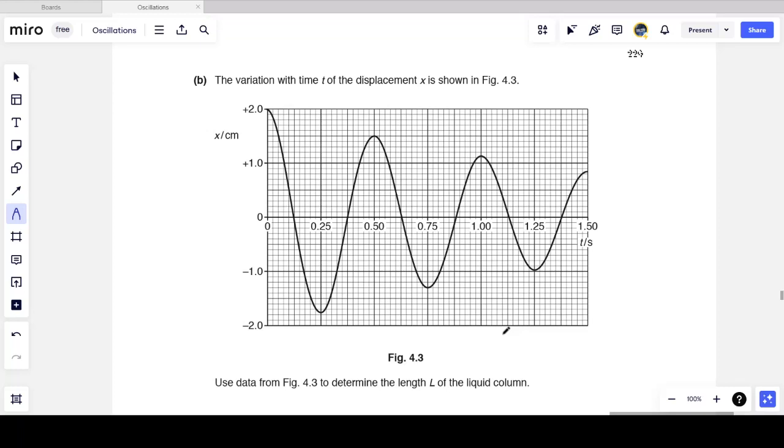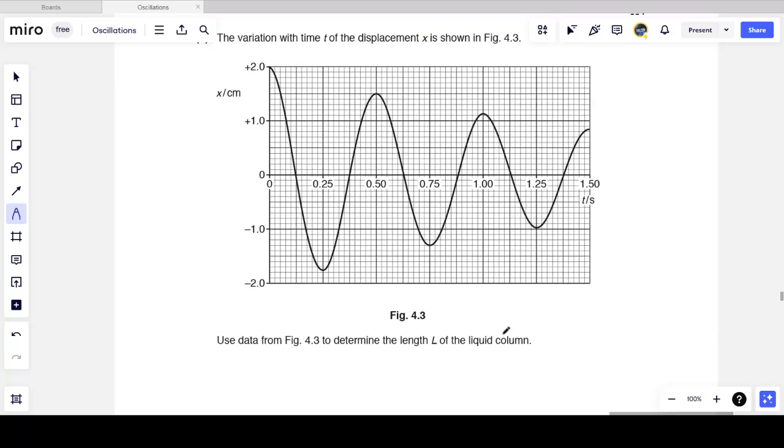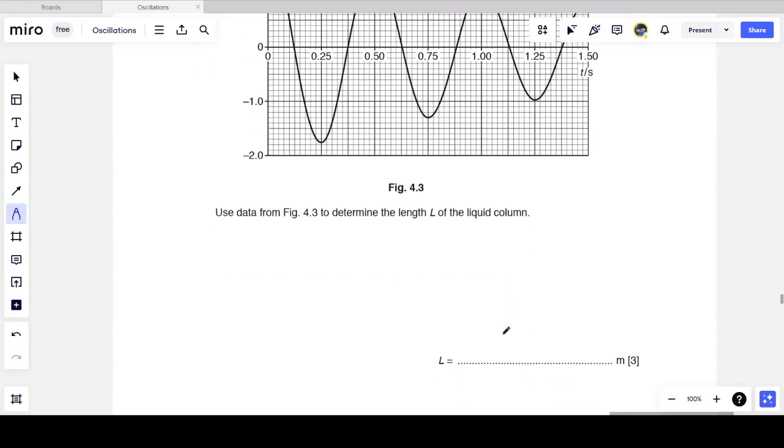Next, we are told that the variation with time t of the displacement x is shown. We can see again, harmonic, not simple harmonic, because the amplitudes are decreasing with time, but they're decreasing not very rapidly. And we are asked to use the data from the figure to determine the length of the liquid column. So immediately I know that omega squared is the thing in brackets, 2g over L. And what I also know is that omega squared is 4 pi squared over t squared, since omega is 2 pi over t. Now I don't know omega, they didn't ask me to calculate like I did in some previous questions, so I need to find t before I can find L.